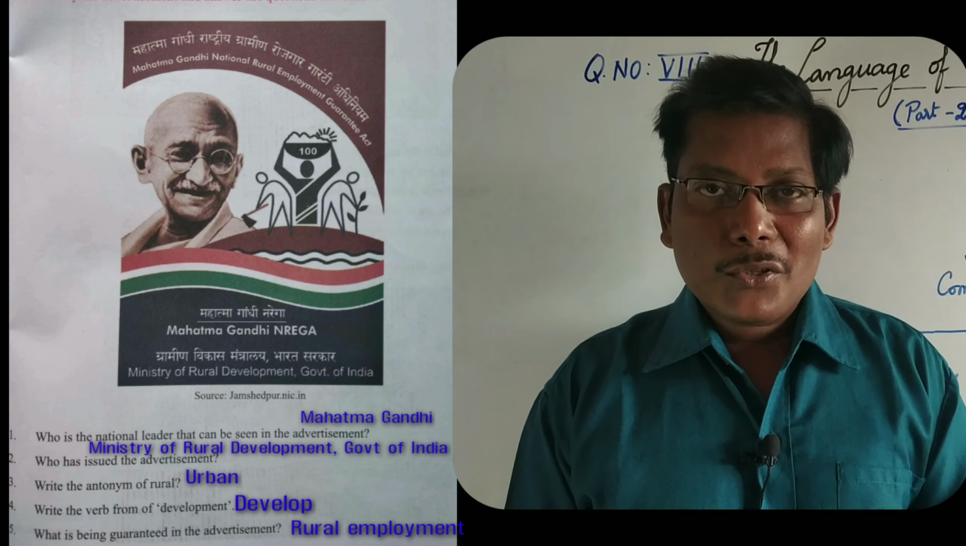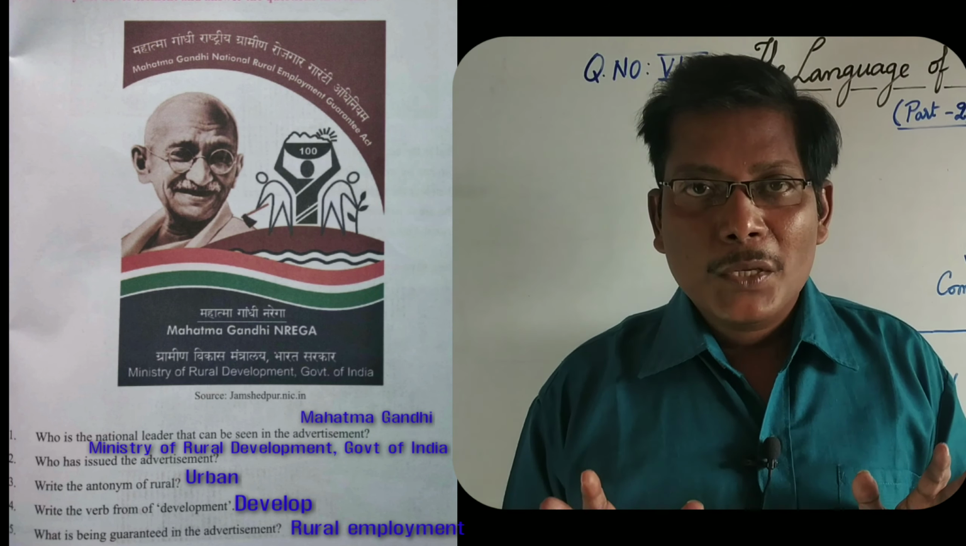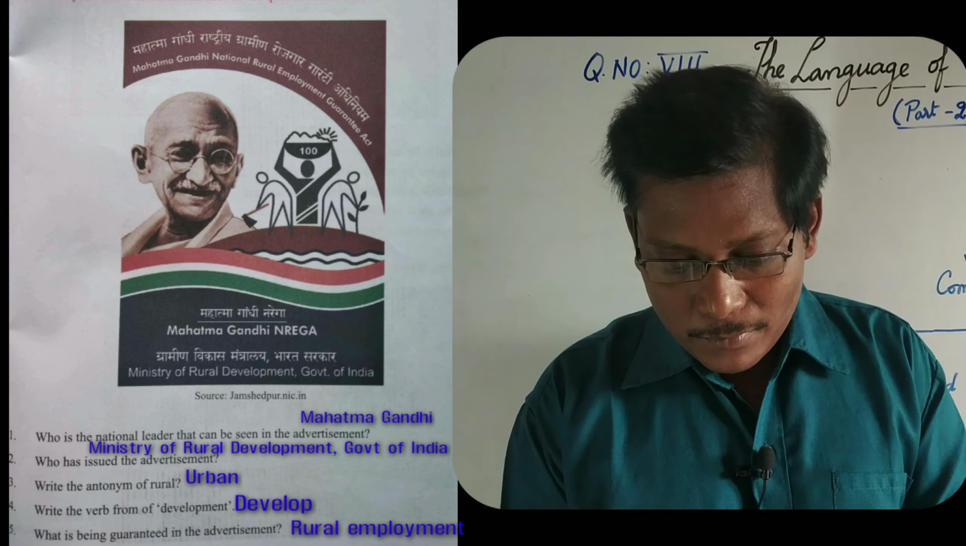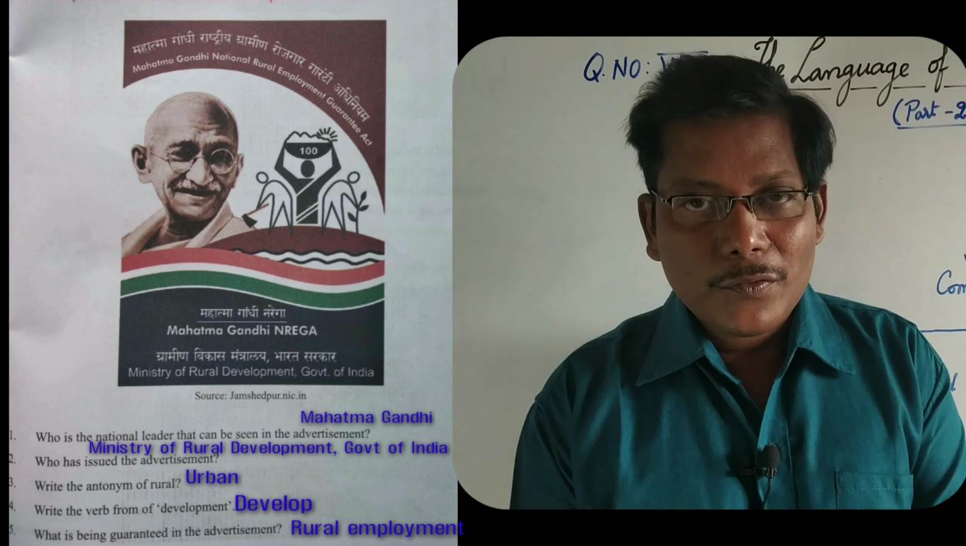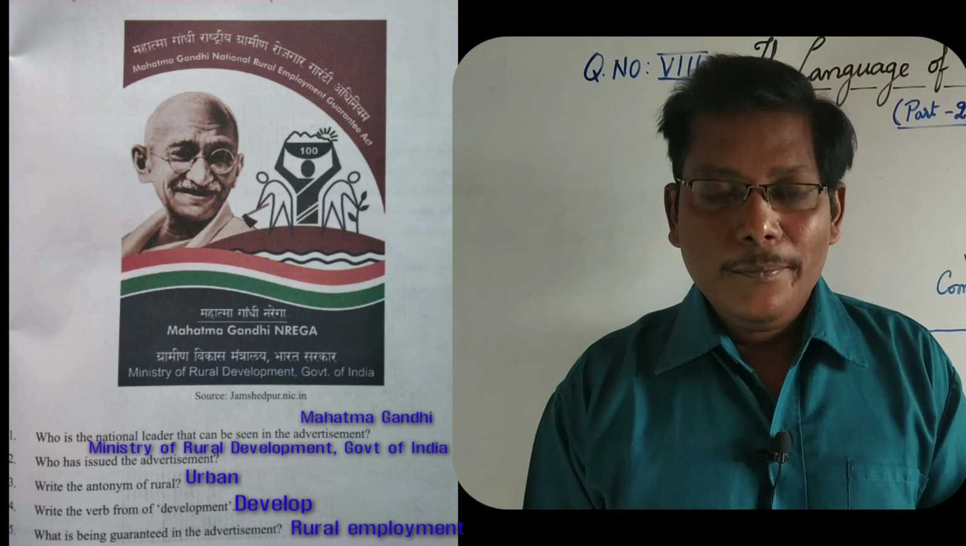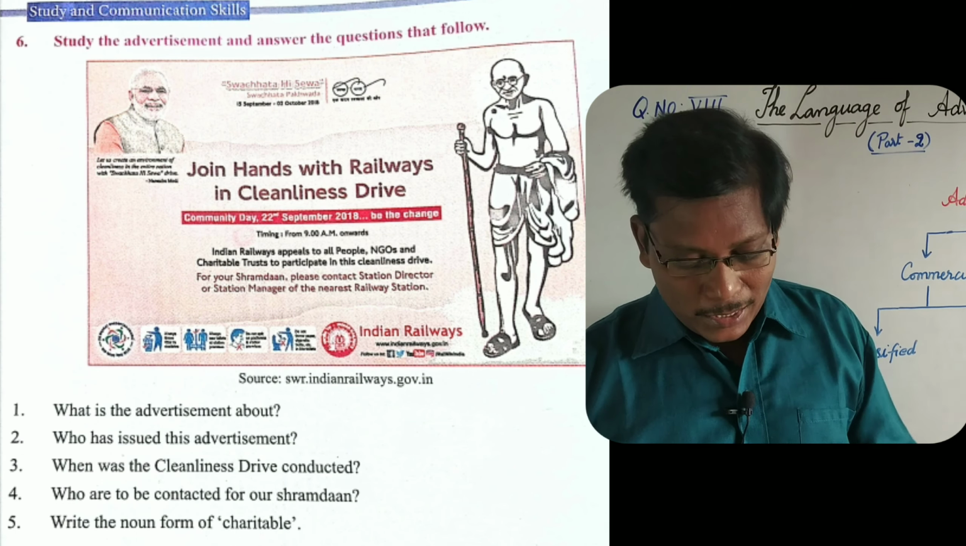Remember students, scoring 5 out of 5 marks in this question is very easy. You can find maximum 4 questions' answers in the advertisement itself. One question may be about some grammar. Okay, understand? So now let's see another advertisement given in our textbook.